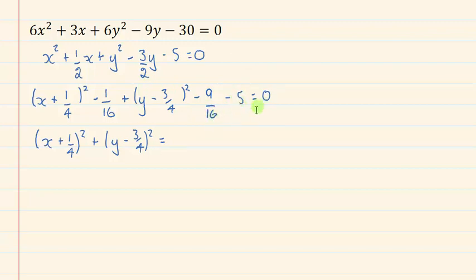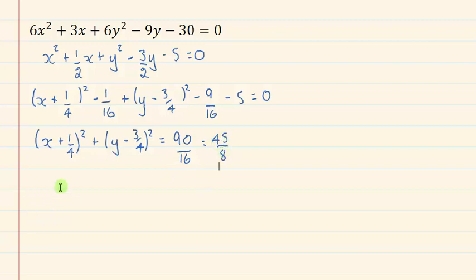So that would be 80 over 16. Minus 1 and minus 9 is minus 10. With the minus 80, that would be 90. So I'll get 90 over 16 over here. And that cancels down to 45 over 8.